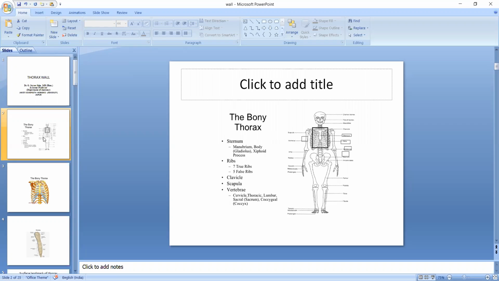This is a part of the sternum, and there are ribs, 7 true ribs and 5 false ribs, and clavicle, scapula, and vertebrae: cervical, thoracic, lumbar, sacral, and coccygeal vertebrae. So all these structures make up the thorax proper.